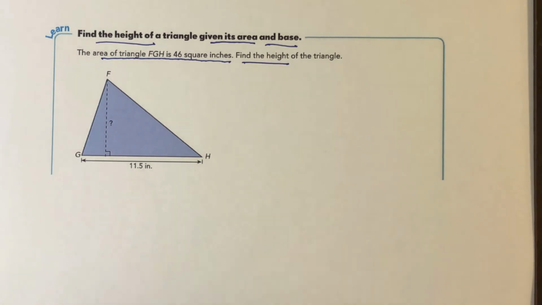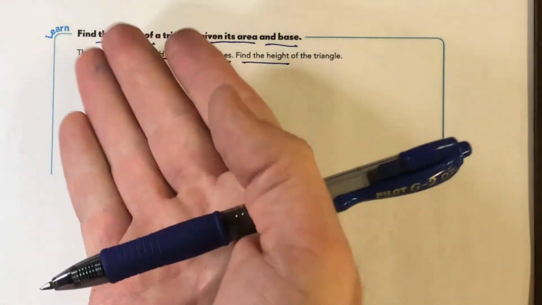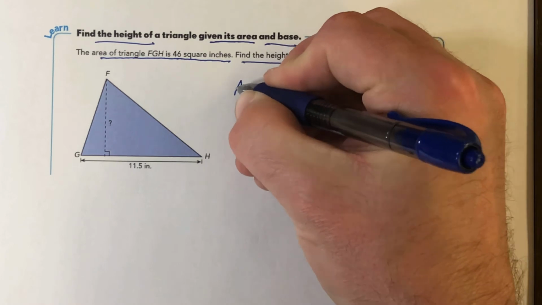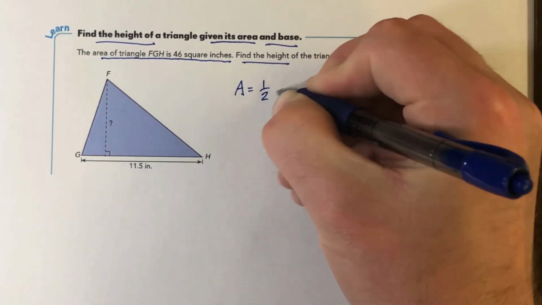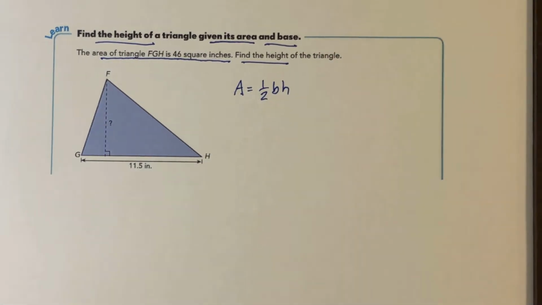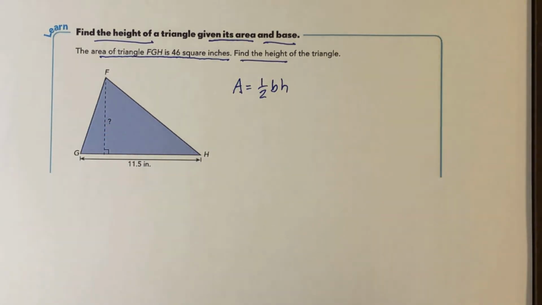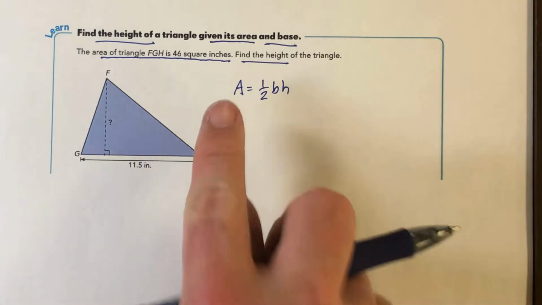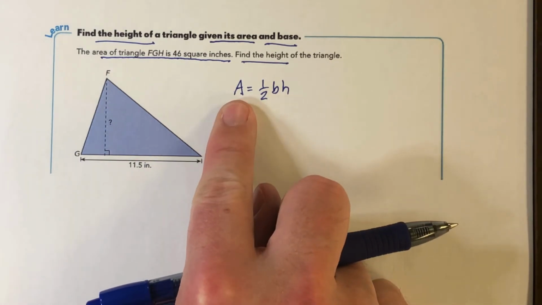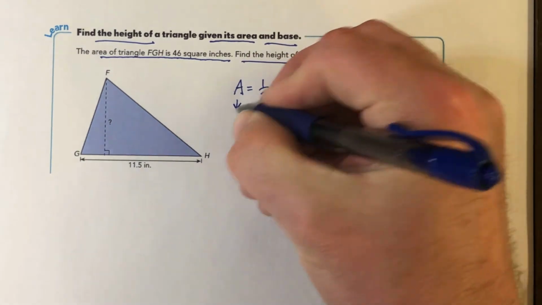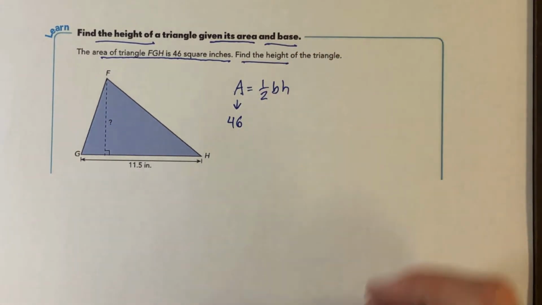Okay, so what do we do? Well, we use the appropriate formula. This is a triangle. It talks about area, base, and height. So I'm going to use A equals 1/2 BH. Don't use any other formula because it's a triangle. You have to use the triangle formula. Okay, next, fill in what you know. Do I know A? Yes, you do. Area is 46, so replace the A with a 46.